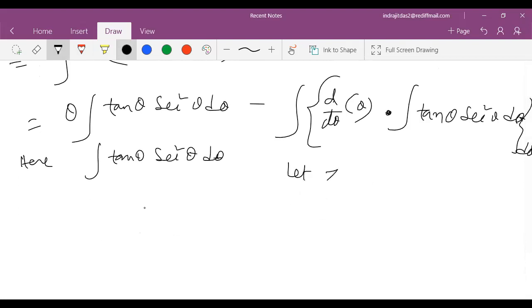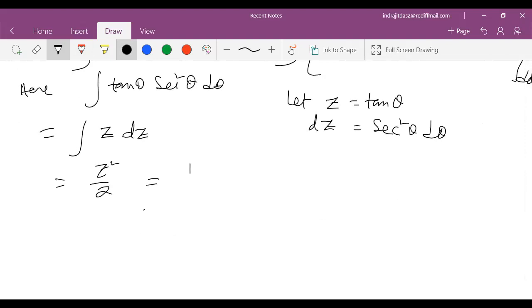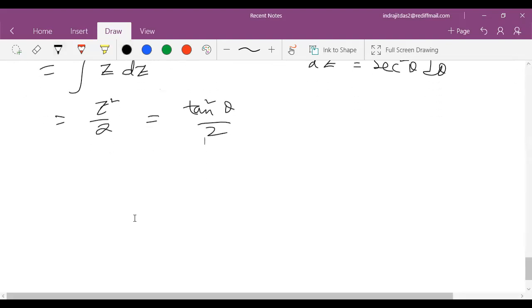Let z is equal to tan theta, therefore derivative of z, that is dz by d theta will come, and dz will be sec square theta d theta. So if you look at the problem, tan theta is z and sec square theta d theta is dz. So your answer will be z square by 2, which is tan square theta by 2. So we come back to the integration again.